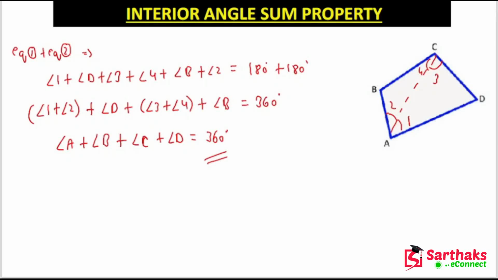So this was the internal angle sum property. But again, we are interested in that this was the quadrilateral. So we have 4 sides. For triangles we had 3 sides. Can we find the sum of interior angles of a pentagon or a hexagon?